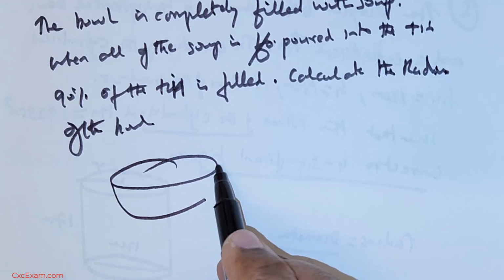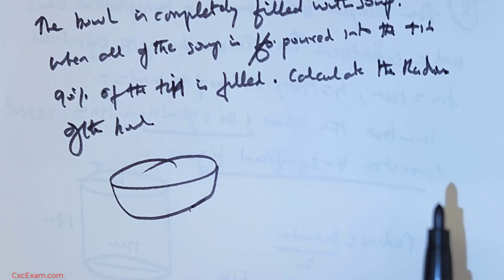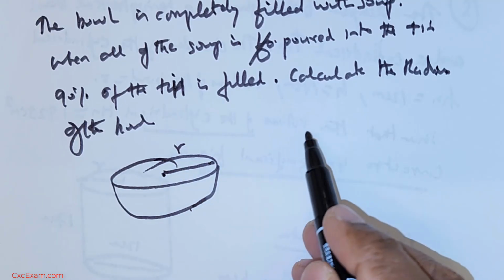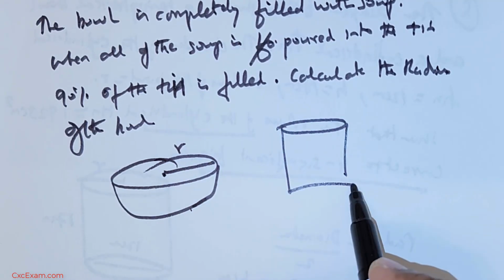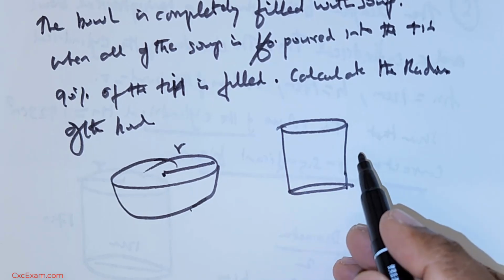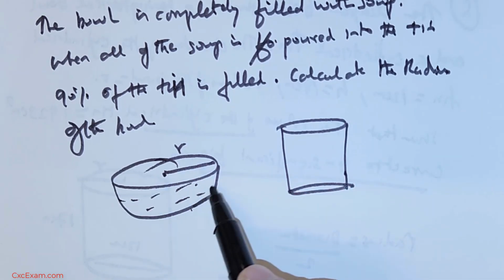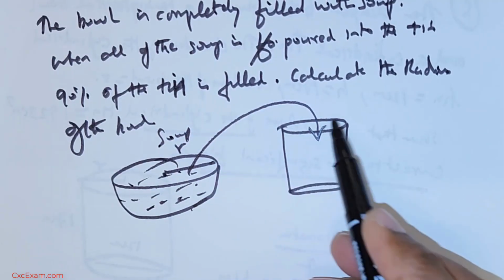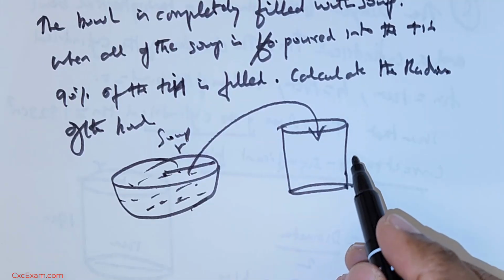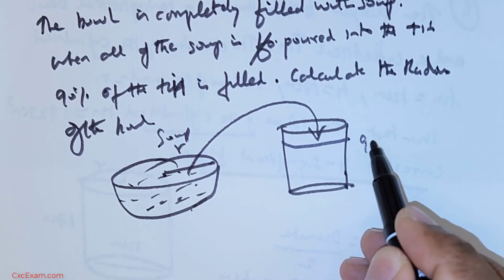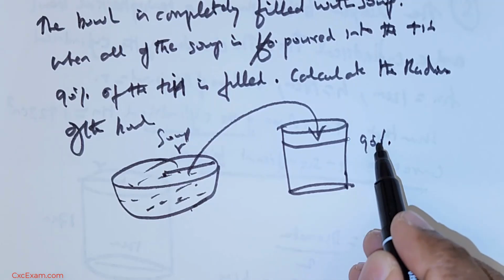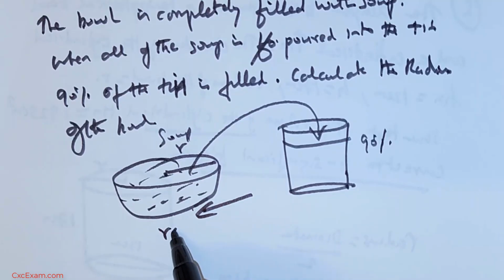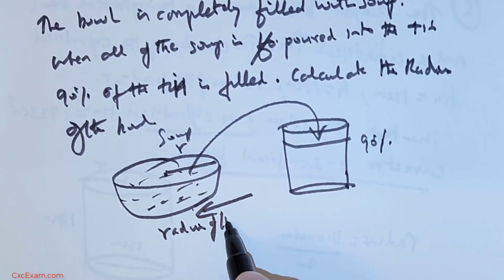So this is the bowl, and we are expected to find the radius r. Now this is the hemispherical bowl. Already we have dealt with the tin. Now this has got soup, and this is transferred to the cylindrical tin. Apparently just 90% of the tin is filled. With this data, they are asking us to get the radius of the bowl.